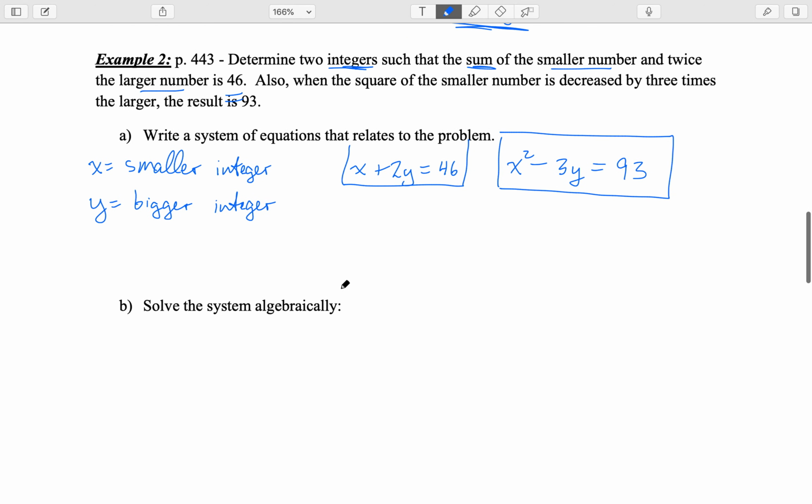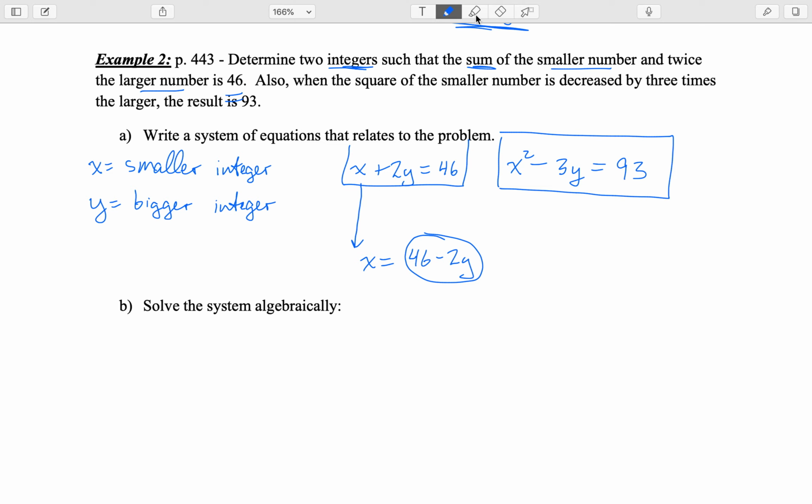Fantastic. Solve it algebraically. So you can start with this equation, solve for x or y. Let's solve for the x because it's a 1x. This is going to be fantastic. Leave the x on this side, move the 2y over. So minus 2y, minus 2y. 46 minus 2y.